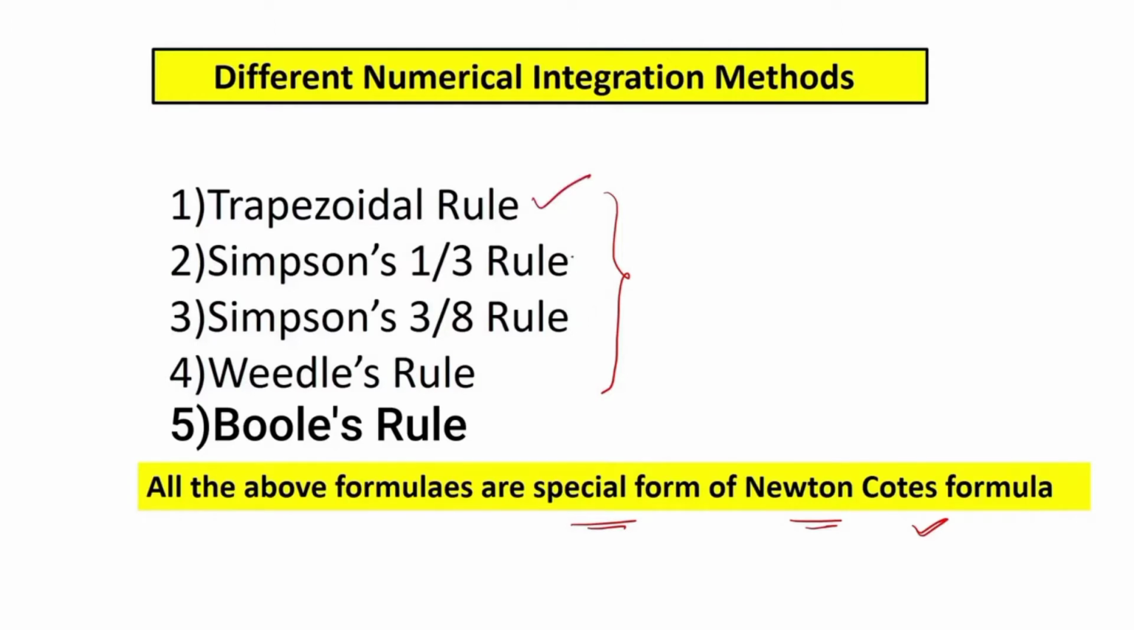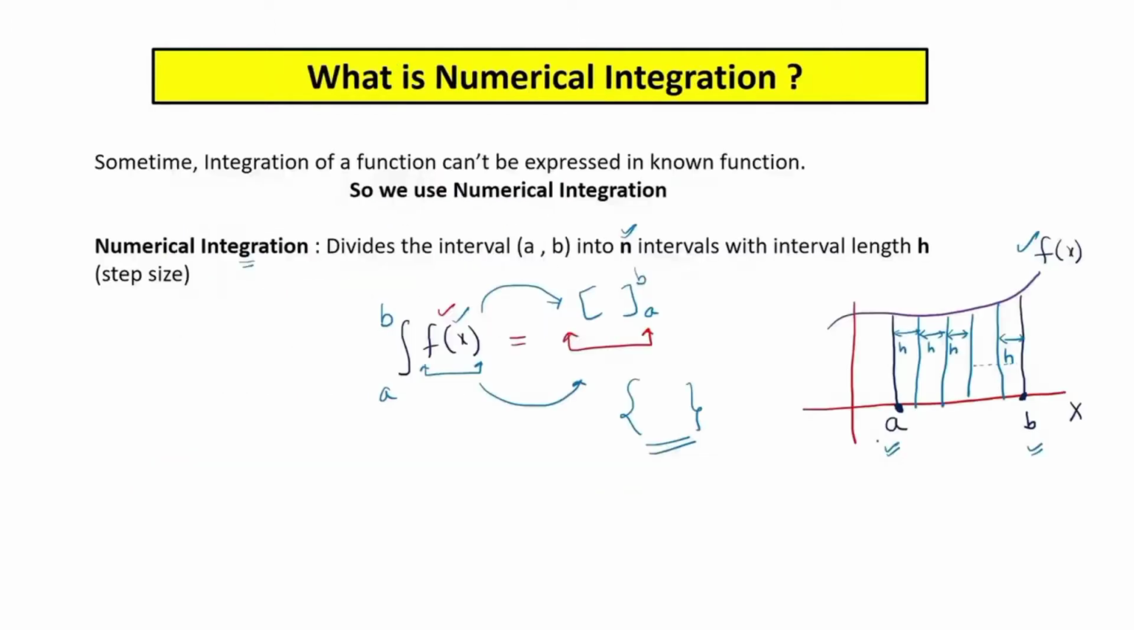Before going to the trapezoidal rule, let's understand the basic thing that is behind all these rules. As I told you, you have to divide this A and B interval into n sub-intervals, and each of these intervals is of length h, and these h are of equal size. So you can say that this point A will be called x0, this will be x1, this is x2, and so on. The last point will be xn.